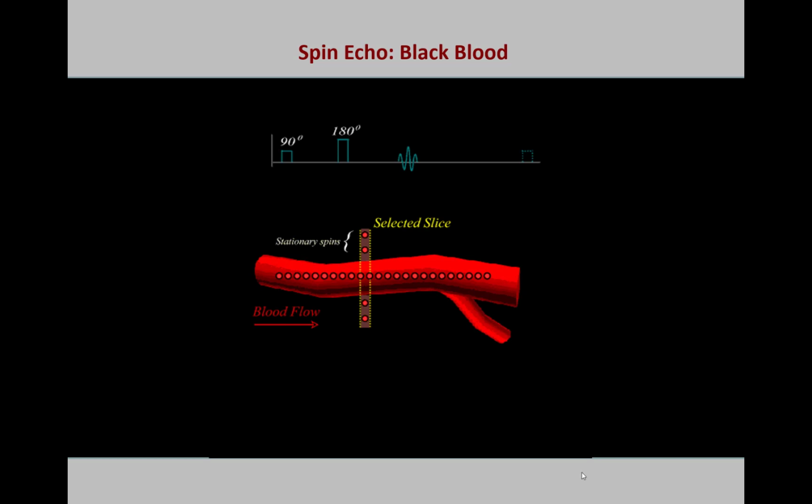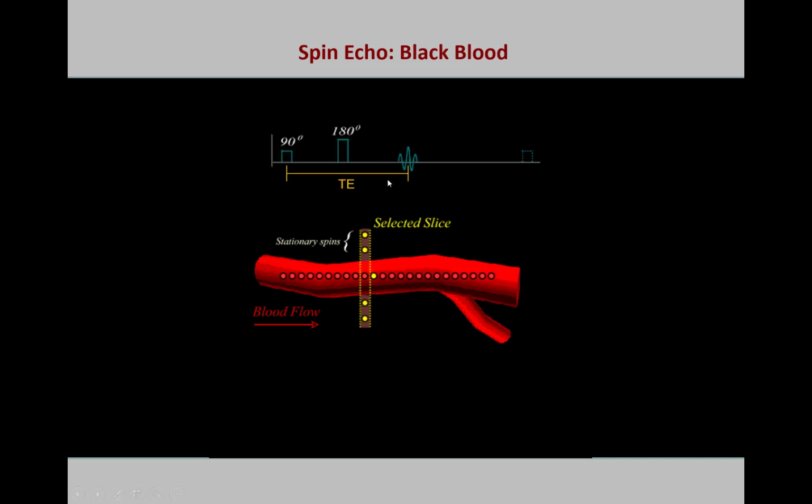We also need to think about the speed of the blood flow through the slice. So remember, for the black blood effect to work, we need the blood to flow through the slice sufficiently quickly that it isn't affected by both a 90-degree pulse and a 180-degree pulse. So think about the timings here.